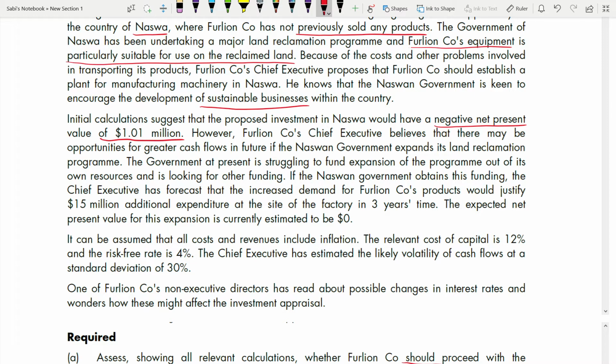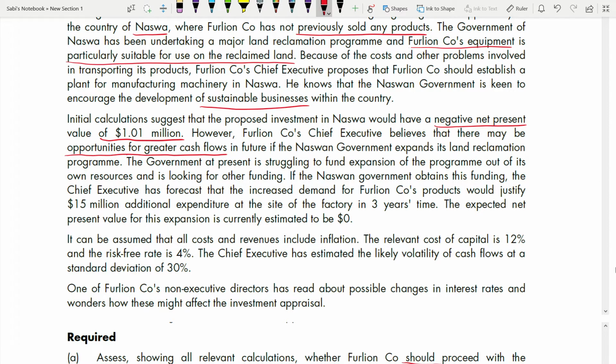Okay, so this question says that you have a negative net present value. But still, you have to show relevant calculations and say whether it is worthwhile for you to invest in NASMA or not. However, Furlion's chief executive believes that there may be opportunities for greater cash inflows. So this is the reason why they want to invest. They believe that there's a greater opportunity for greater cash flows in future if Naswan government expands its land reclamation program. So one reason is opportunities for greater cash flows.